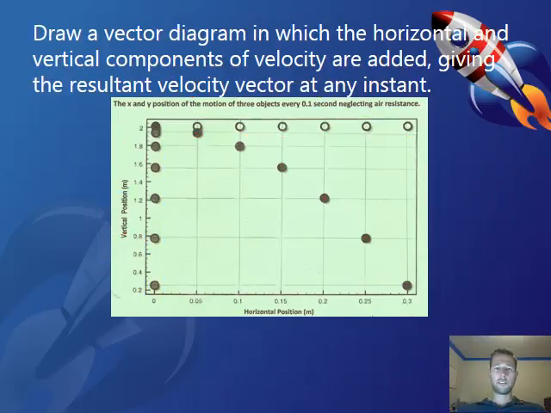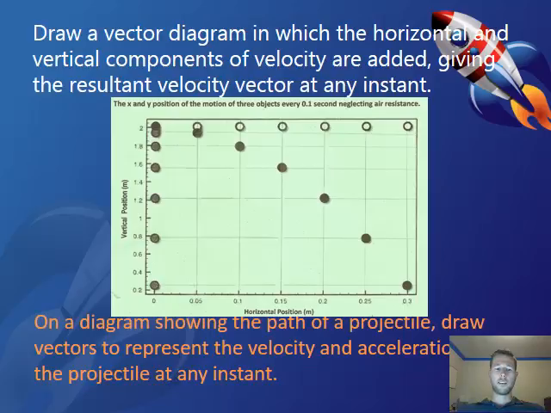What I'd like you to do now is to pause the video, grab some pad paper, and recreate this drawing on the paper. Then, on the diagram, draw the vectors to represent the velocity and acceleration of the projectile at any instant in its components. So for each dot, show the vertical component, the horizontal component, and the resultant component. Pause the video once you've finished, because I will show the answers on the next slide.